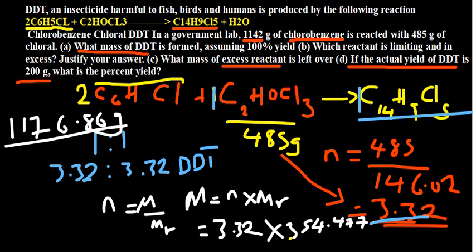So what's next now? The next question says, which reactant is limiting and which is in excess? That was actually the first question that we attempted. We used different calculations to show the limiting reagent, which we said is chloral. That is the limiting reagent in this case. So the one in excess is chlorobenzene, which we already showed. Now there is a follow-up question which says, what mass of excess reactant is left over?